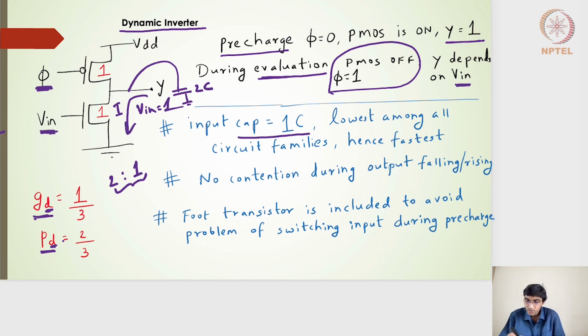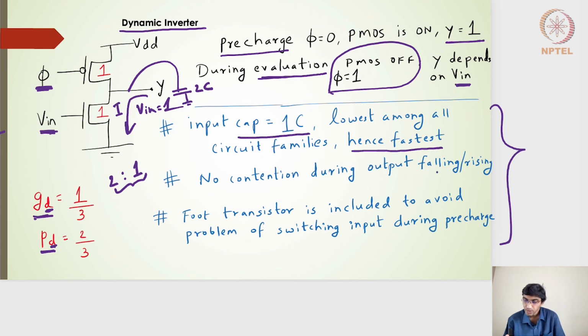Okay, so let me quickly go through these three statements. The input capacitance is 1C here, that is correct. And it turns out to be the lowest among all the circuit families and hence the fastest, right? If I compare the regular inverter, it has a 2:1 ratio, so the input capacitance is 3C. For the pseudo NMOS family inverter, it is 2/3 and 4/3. If I choose that 4/3 on the input side, the capacitance is 4/3, which is greater than 1C. So in this case, the overall input capacitance is lowest for the dynamic inverter, and thereby it becomes the fastest.